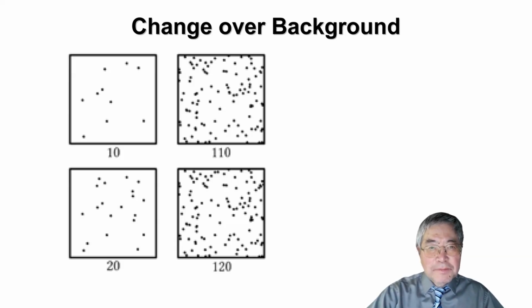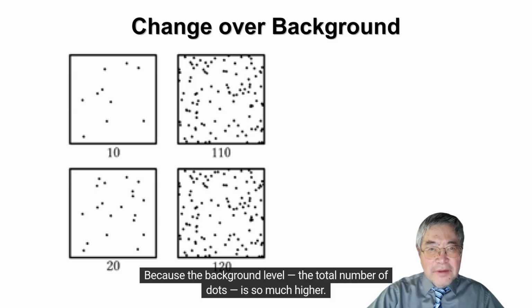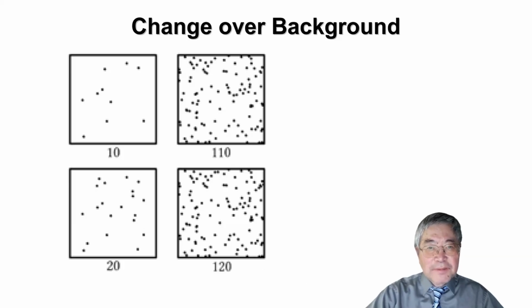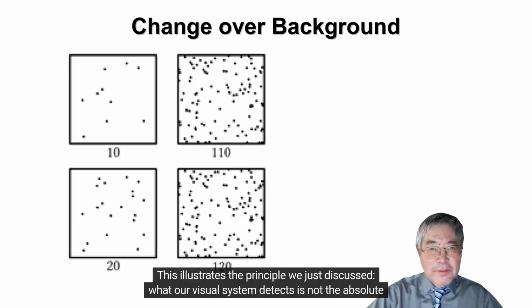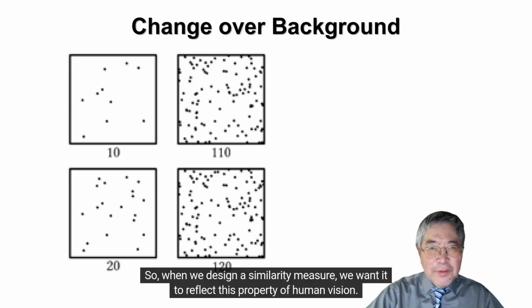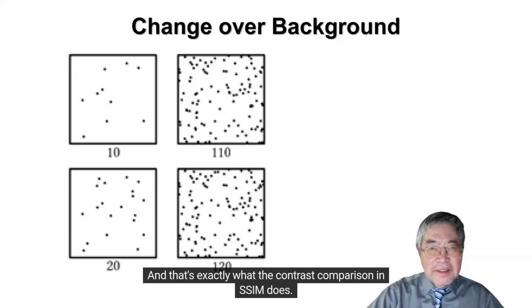Why? Because the background level, the total number of dots, is so much higher. A change of 10 is a large fraction when the background is only 10, but it's a tiny fraction when the background is already 110. This illustrates the principle we just discussed. What our visual system detects is not the absolute change, but the relative change, delta divided by the background. So when we design a similarity measure, we want it to reflect this property of human vision. And that's exactly what the contrast comparison in SSIM does. It behaves in a way that is consistent with how we see.